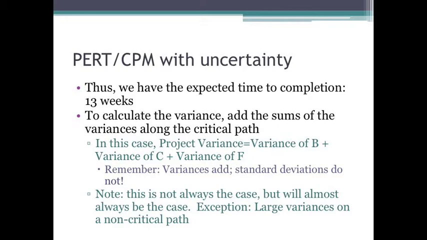And so we'd take those variances of the tasks on the critical path and we'd sum those up. Remember, variances do add like this. So the variance of B plus C plus F equals the variance of B plus the variance of C plus the variance of F. We can't do that with standard deviations, but that's why we work with variances, because we can use variances in this way. Now, it's important to note that this is not always the case. 99% of the time it will be the case, but not always.